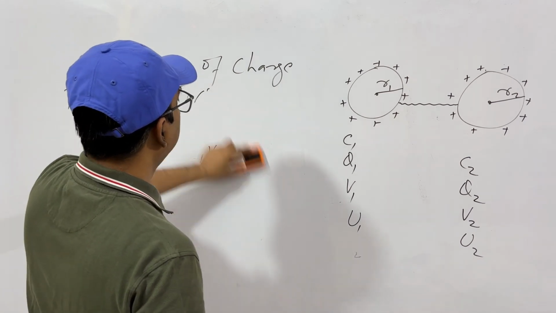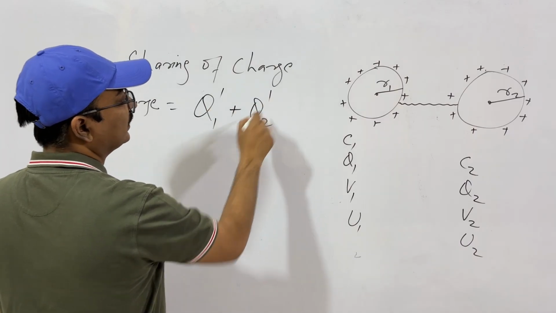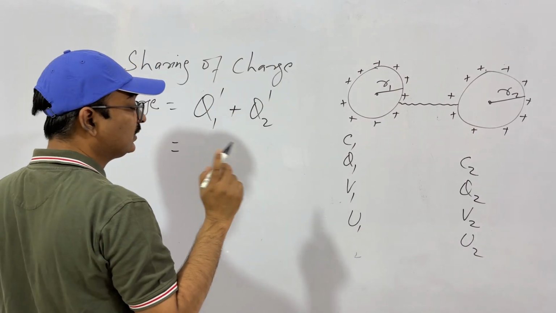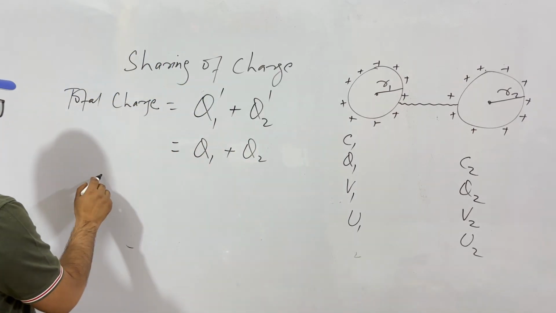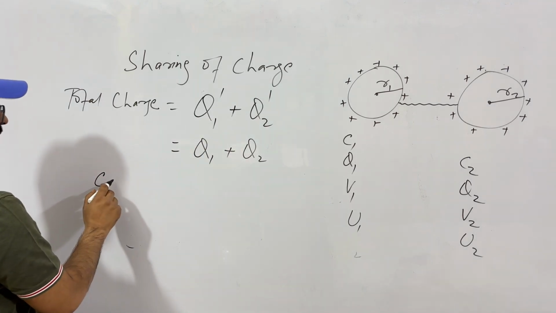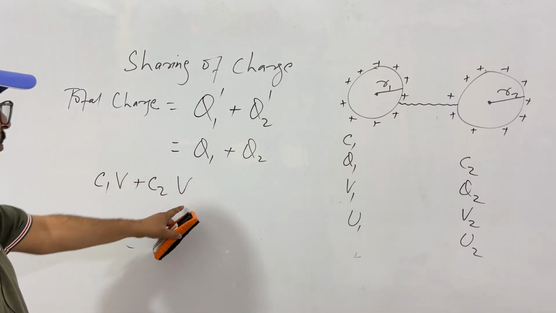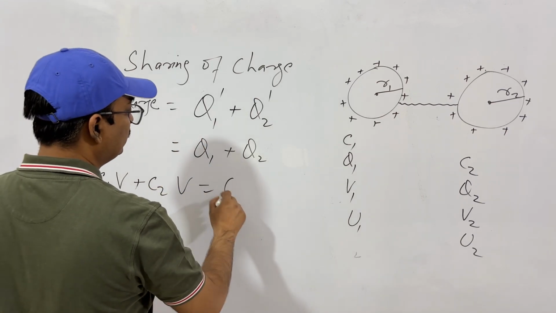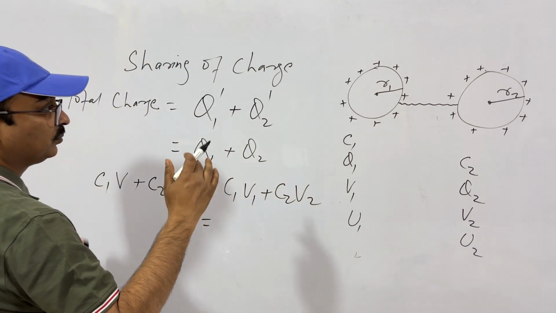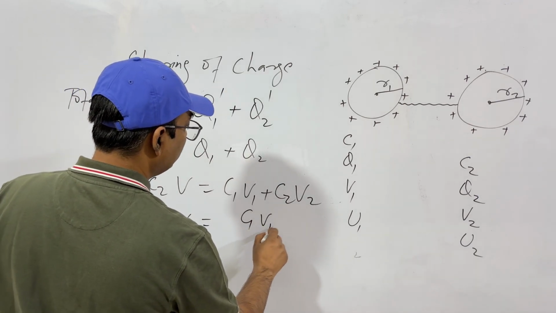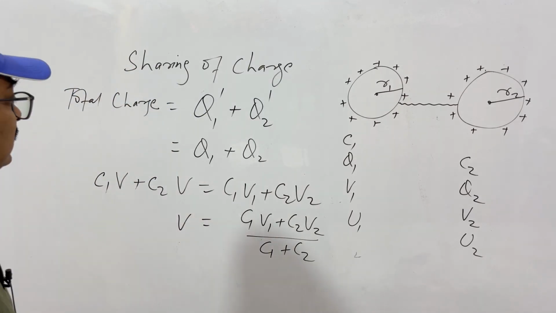So after the two are connected, let's say the new charges are Q1 dash and Q2 dash. Now from conservation of charge, you know charge is conserved. So this will be equal to Q1 plus Q2. This is the first relation you should keep in mind: Q1 dash will be C1V and Q2 dash will be C2V, because V is the new potential. And this will be equal to C1V1 plus C2V2. So from here you have a relation that V, the potential at equilibrium, will be equal to C1V1 plus C2V2 by C1 plus C2. Okay, this is one relation.